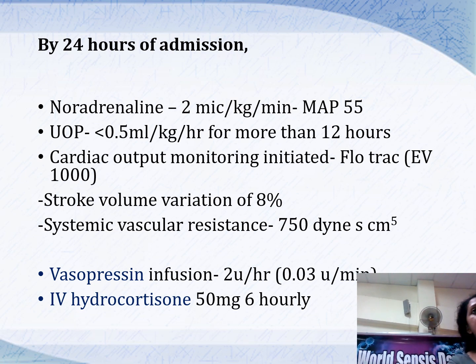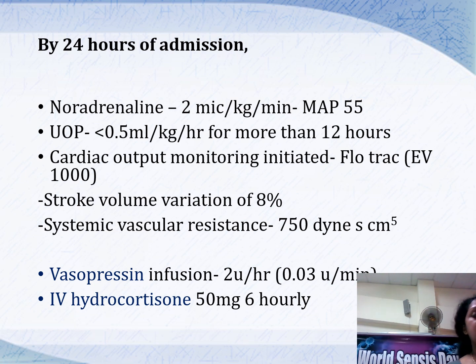And as per the rest of the Surviving Sepsis guidelines, the patient's vasopressor support was escalated, requiring a second vasopressor. And since this patient had an arterial line, we started doing the cardiac output monitoring. That cardiac output monitoring revealed a stroke volume variation of 8%. Up to 12% in an invasively ventilated patient we consider as normal, but his systemic vascular resistance came as 750, where the normal value is around 900 to 1200. That is a little low value. So that's why the patient required the second vasopressor support, a vasopressin infusion.